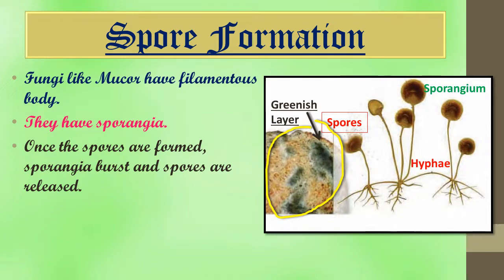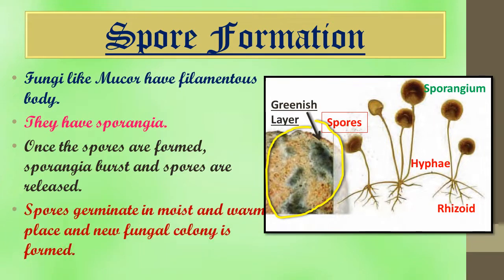And these are the hyphae. Now students, what are hyphae? These are long filamentous branching bodies. Below the hyphae there are rhizoids. These are like roots, not perfect roots, but they are capable of absorbing nutrients from the body on which they are growing. Spores germinate in moist and warm places, and a new fungal colony is formed by this process.